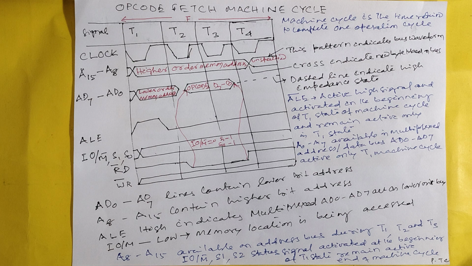So machine cycle is the time required to complete one operation. Here the cross pattern indicates the bus waveform. This cross indicates the new byte added to the bytes. It is mentioned on the side, no need to repeat. AD0 to AD7 lines contain the lower bit address, A8 to A15 lines contain the higher bit address. ALE high indicates that the multiplexed AD0 to AD7 act as the lower byte only. IO/M low means a memory location is being accessed. IO/M, S1, S0: here in the opcode fetch cycle, IO/M is 0, S1 and S0 are 1.